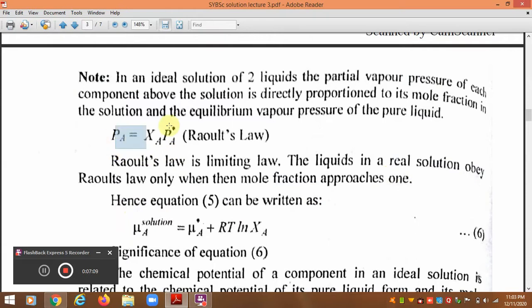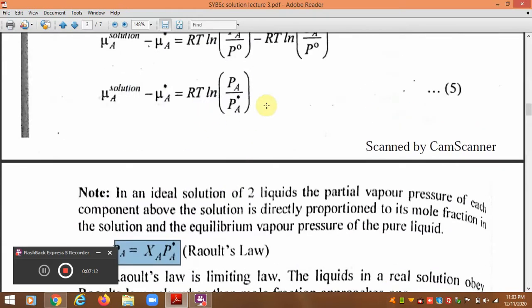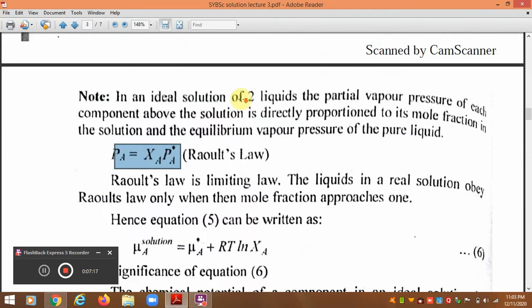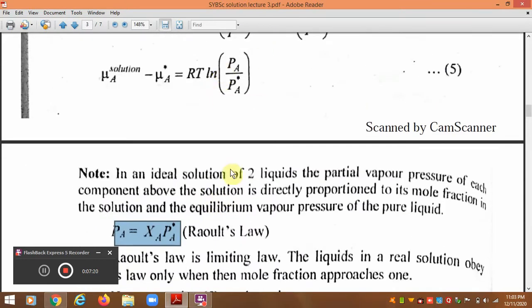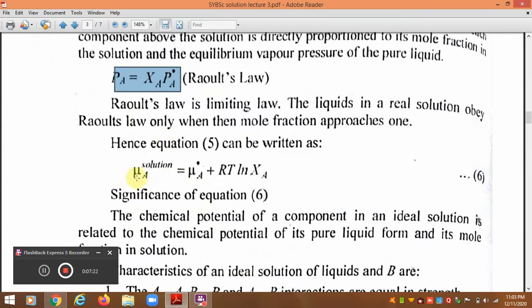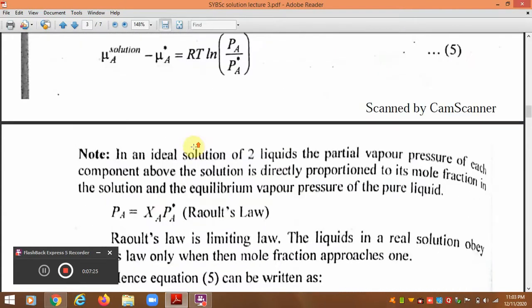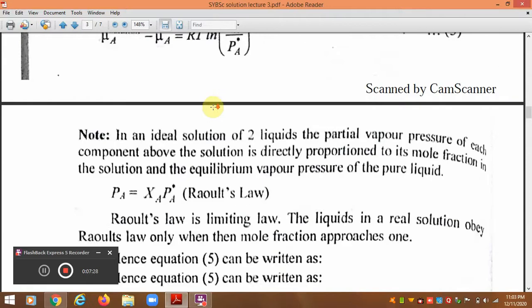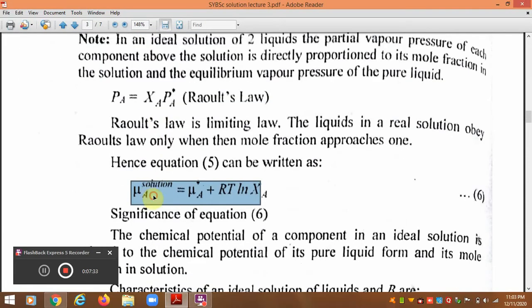So we can put this equation of Raoult's law in equation 5. Instead of PA we can put XA into P star A. So P star A and P star A will get cancelled, and equation 5 can simply be written as: the chemical potential of A in solution is equal to the chemical potential of pure molecule A plus RT ln of XA. This is the equation for the chemical potential of an ideal solution.